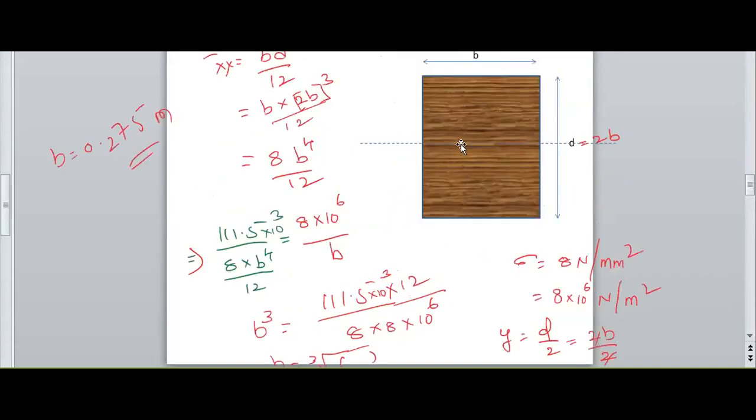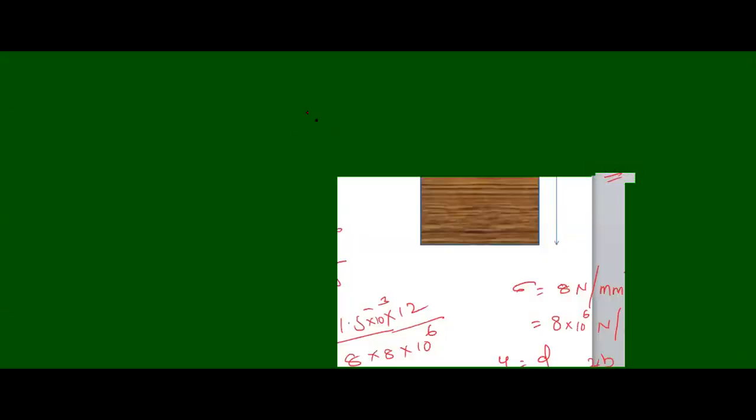Now I need to find out the moment of inertia IXX for a rectangular cross section. We know that IXX for a rectangle is BD cube by 12, where D is given as a relation, D is 2 times B. Substituting in terms of B, 2B to the power of 3, I am getting 8B to the power of 4 by 12 as the IXX value.